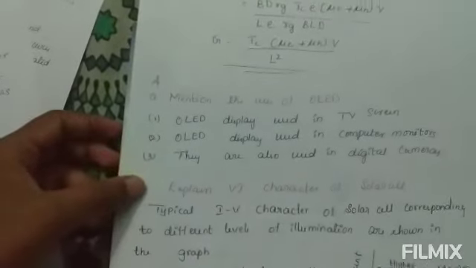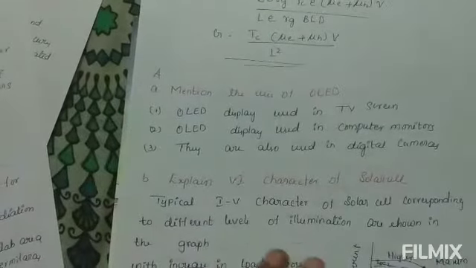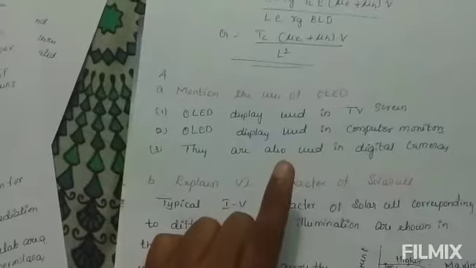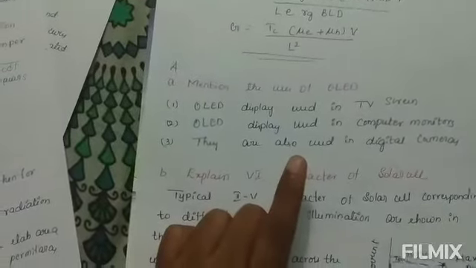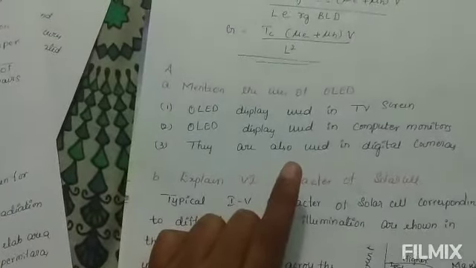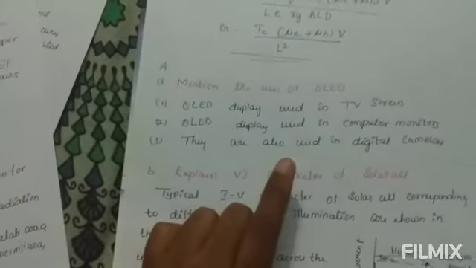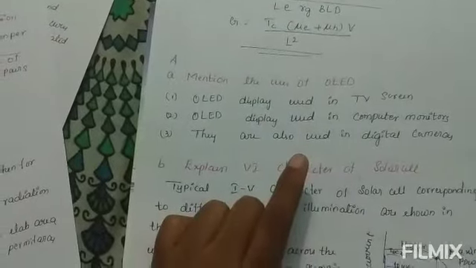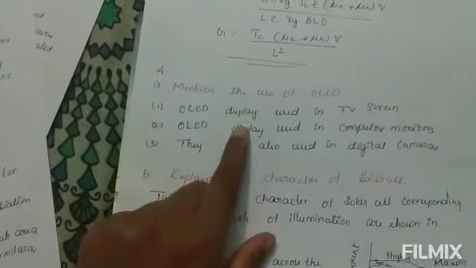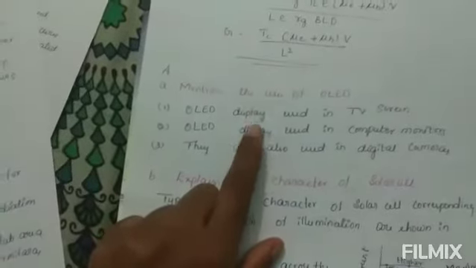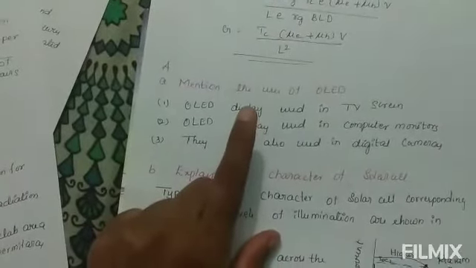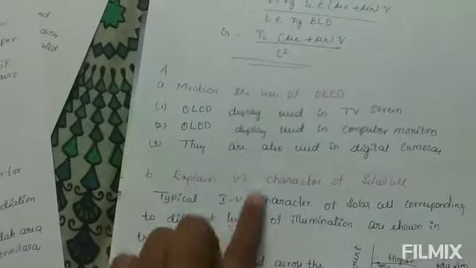And the fourth last question will be: mention the uses of OLED. OLED is nothing but the organic LED. OLED is mainly used in the display of TVs, display of computer monitors and also in digital cameras. The main use of OLED is in displays, it may be TV, computers or cameras.